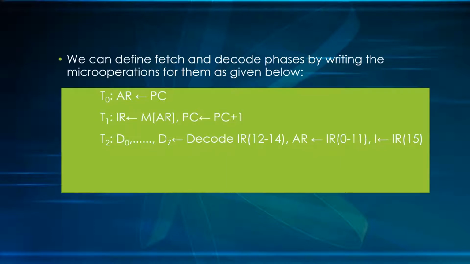T0: AR ← PC. T1: IR ← M[AR], PC ← PC + 1. T2: D0 to D7 ← decode IR(12-14), AR ← IR(0-11), I ← IR(15).